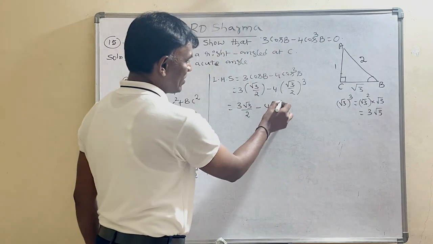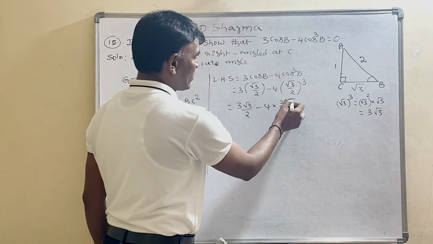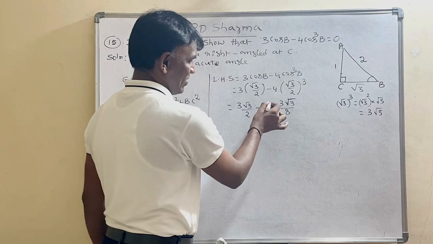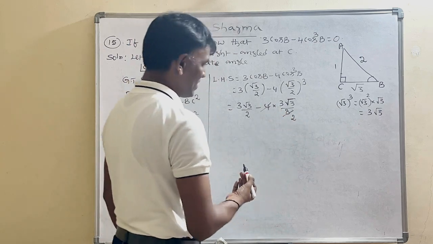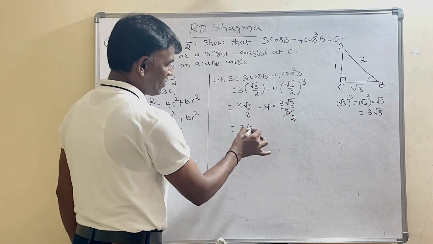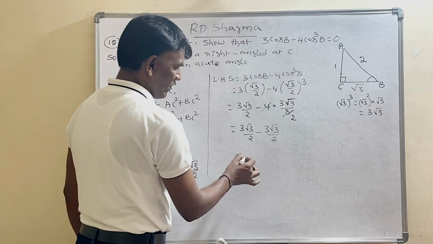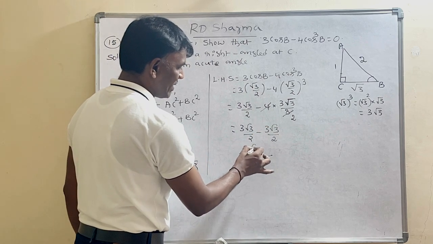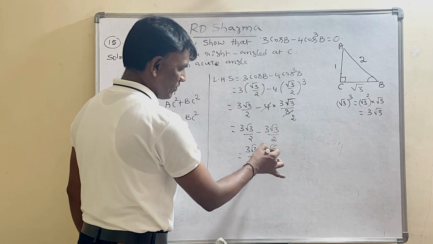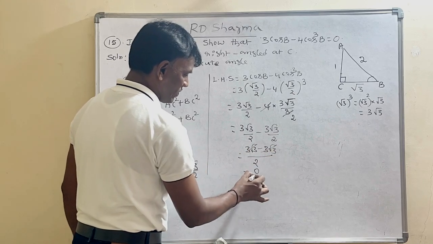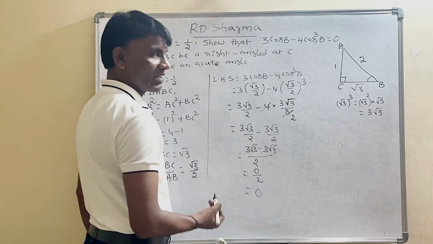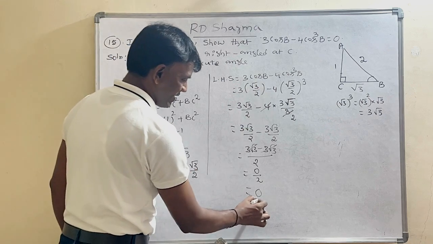So here 4 into 3 root 3 divided by 2 cube, which means 8. So here 2 times cancel, right? What is the remaining? So 3 into root 3 by 2 minus 3 into root 3 divided by 2. Now LCM is 2, and 3 root 3 minus 3 root 3. Now both get cancelled. 0 by 2 equal to 0. That is the answer. And it is equal to the RHS.